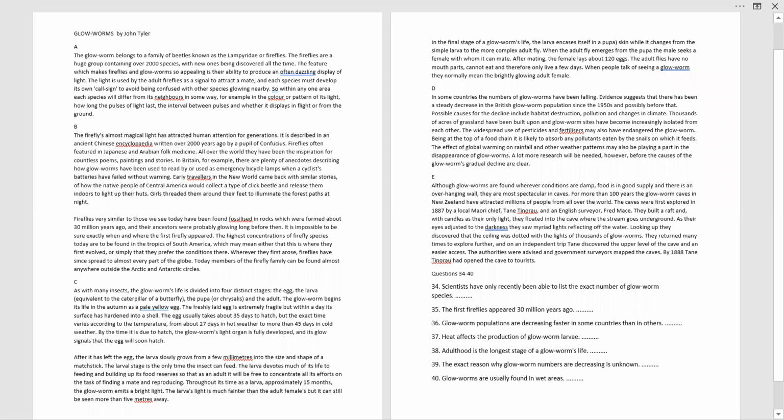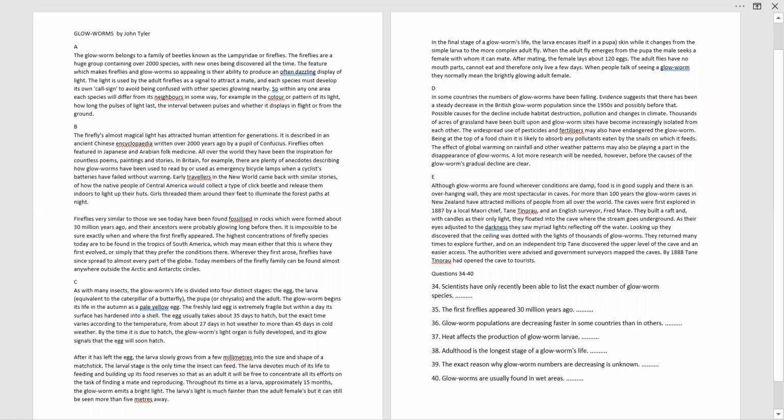True. The exact reason why glowworm numbers are decreasing is unknown. So let's see where it is. Paragraph D, last sentence. Here they started off with the number of glowworms falling, which suggests a steady decrease, right? And they were asking about the exact reason.